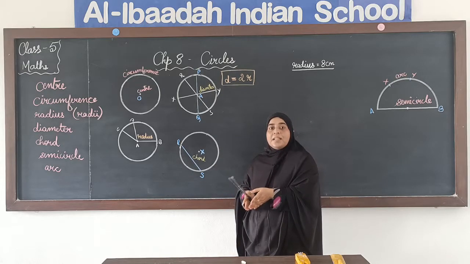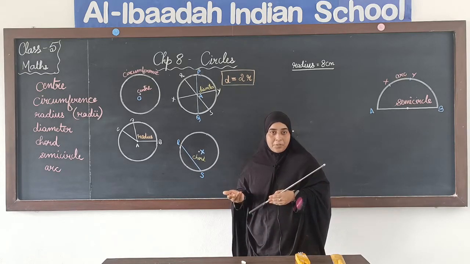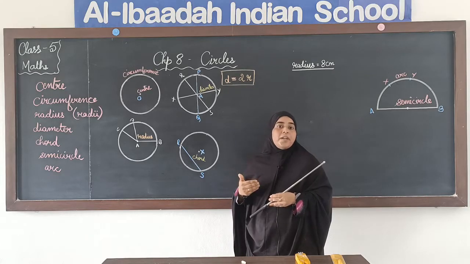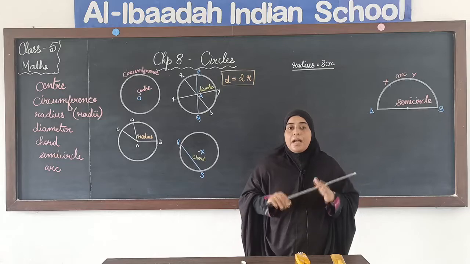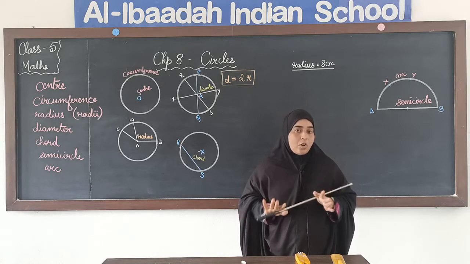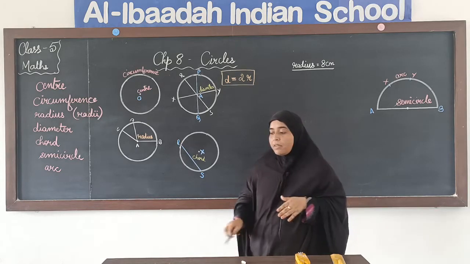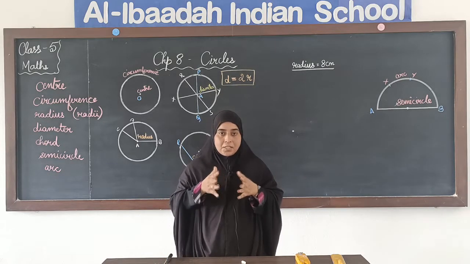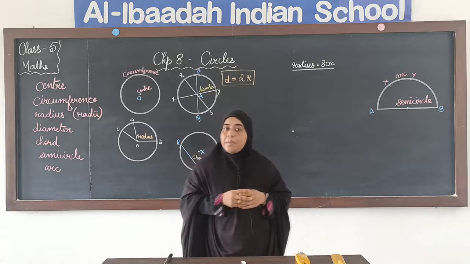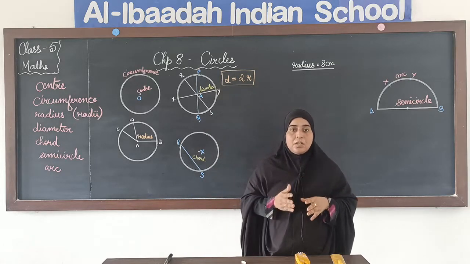So we say the diameter is a special type of a chord that touches two points on the circumference and passes through the center. And diameter is the longest chord in a circle. Okay, when we draw any chord, and you compare the length of the diameter as a chord, the diameter's length will always be the longest.